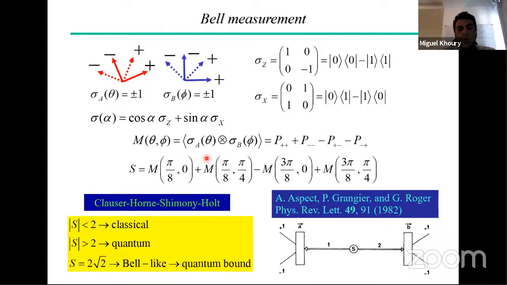A different role of the inequality is to discuss the quantum-classical border. So if these measurements are ruled by classical probabilities, then we must have this quantity smaller than two. If it is larger than two, then this cannot be described by classical probabilities. There must be some kind of quantum description of these measurements. Okay, so these are two different roles.